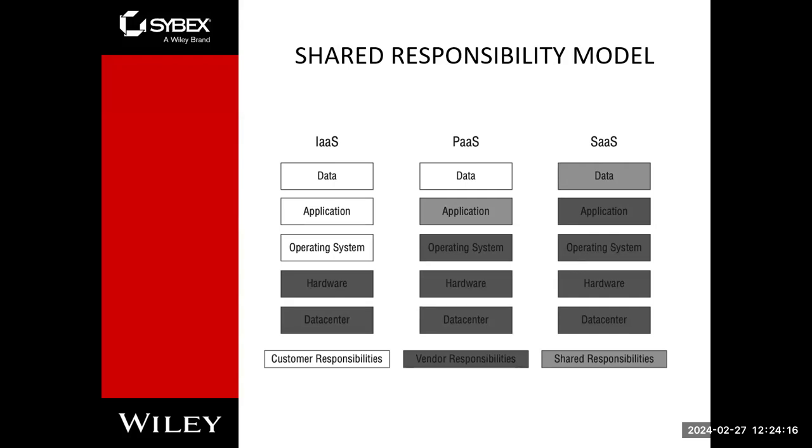So software as a service is one where the vendor provides almost all the services, but the data and the security of the data falls on both. Platform as a service, typically the data is the customer's, the application could be the customer's, it could also be the vendor's. The operating system, hardware, and data center are all the vendor's responsibilities. And in infrastructure as a service, which is what you see primarily in AWS and Azure, the data, application, and operating system are the customer's responsibilities. The hardware, the data center, the operation of the data center falls on the provider.